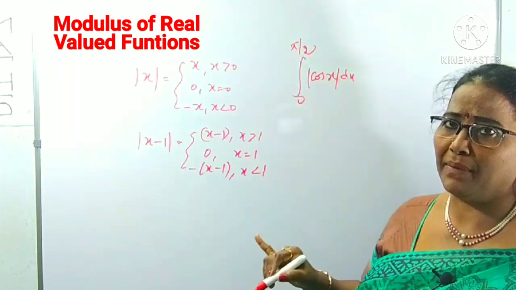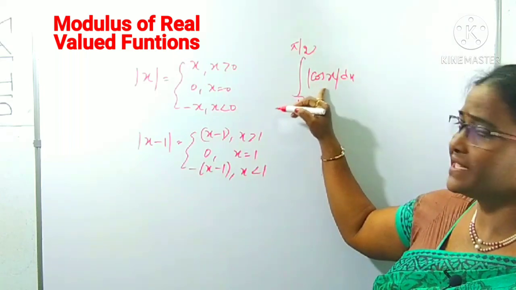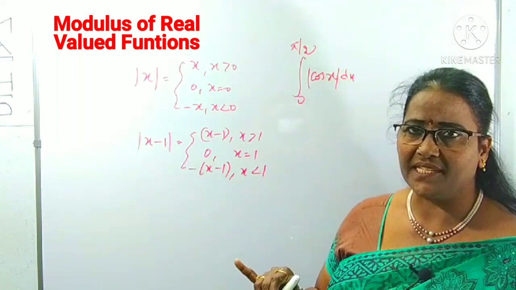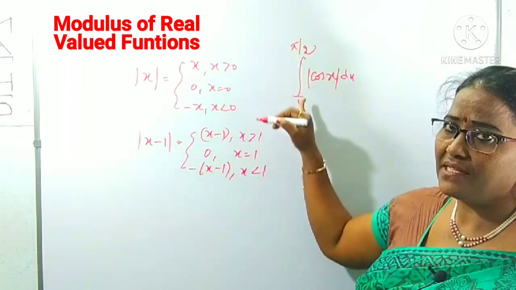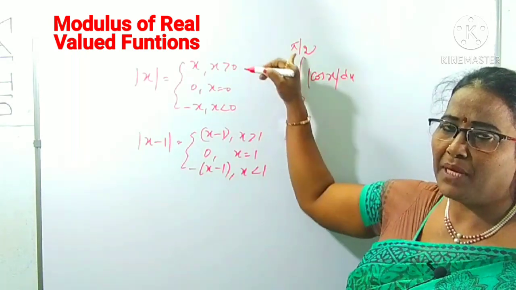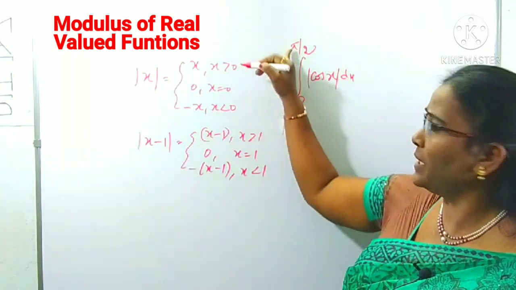0 to pi by 2. At what value of x does cos x become 0? Yes, x is 90 degrees. In between 0 to pi by 2, what is the meaning of this? Here 0 is the lower limit, pi by 2 is the upper limit. 0 to pi by 2 means what?